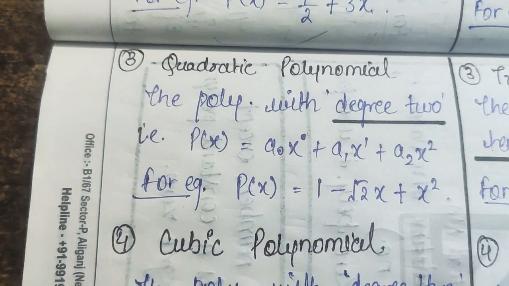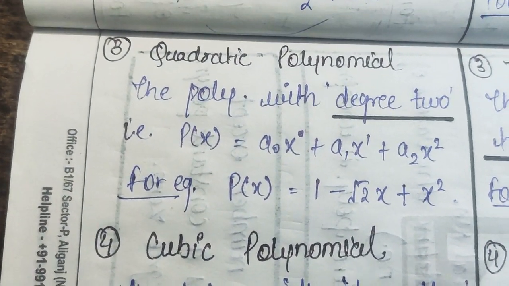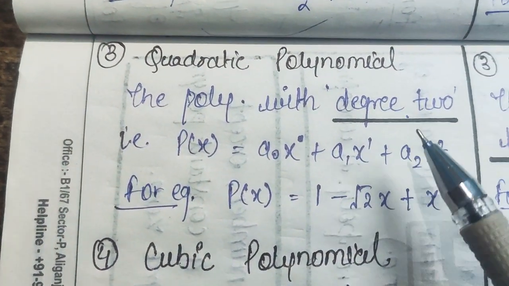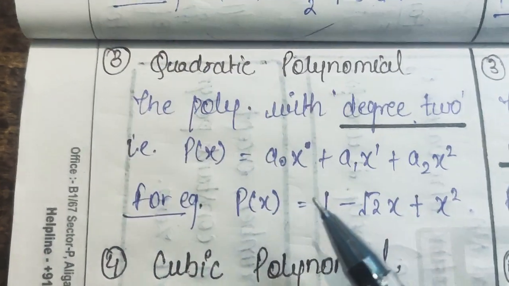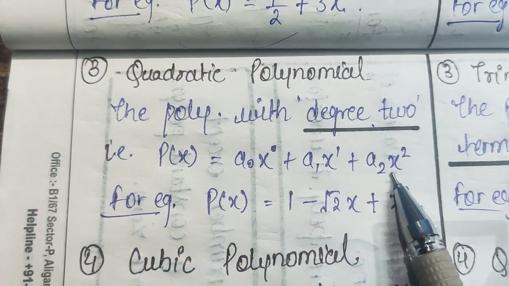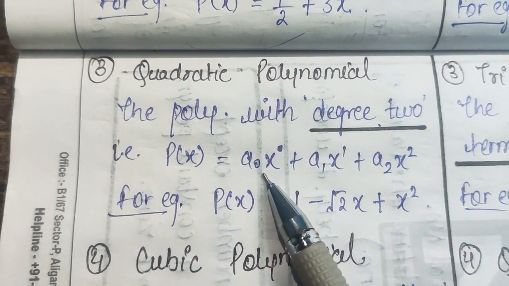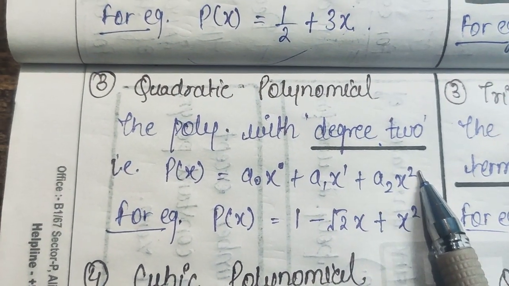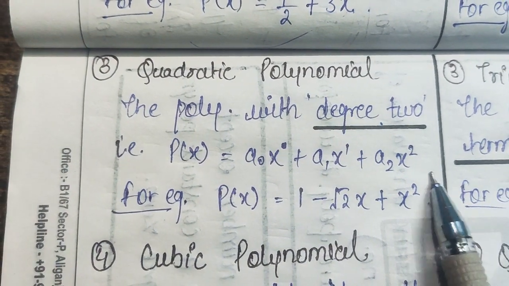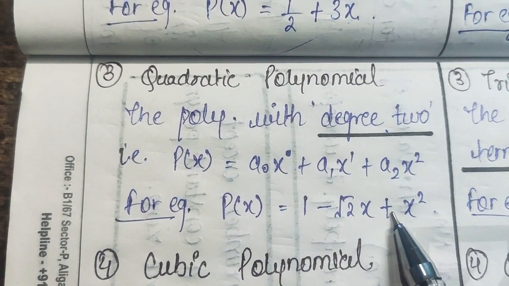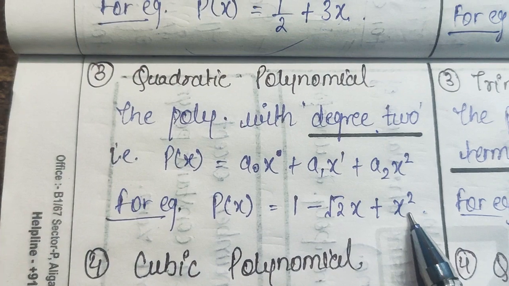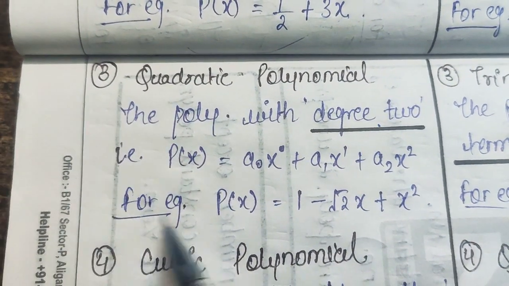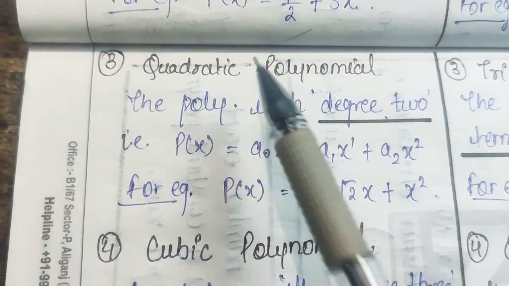Now moving to the quadratic polynomial. Whenever the polynomial will be having the degree 2, you will say it is a quadratic polynomial. Here the general form of the quadratic polynomial is a naught x to the power 0 plus a1 x to the power 1 plus a2 x to the power 2. The example can be x square plus 1, 1 minus root x, root 2x plus x square and so on. Means the highest power can be only 2. That type of polynomial is called the quadratic polynomial.